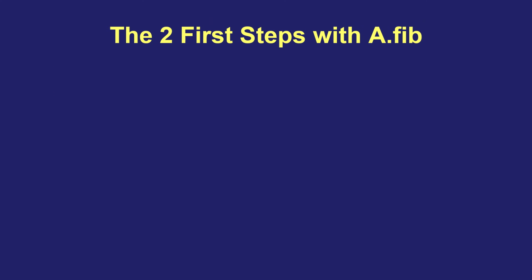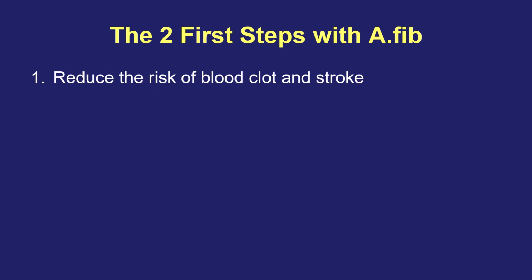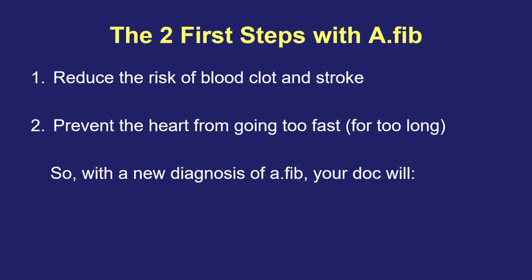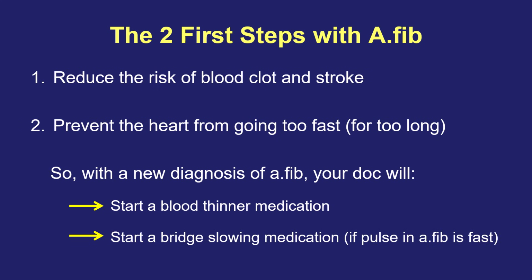So to summarize, we've now talked about the first two of the three steps of treating atrial fibrillation. The first step is to reduce the risk of blood clot and stroke. And the second step is to prevent the heart from going too fast for too long when the person's in atrial fibrillation. And so, if you have a new diagnosis of A.Fib, the first two things that your doctor will do will be, number one, to start you on a blood thinner medication. That's step one, to reduce the risk of stroke. And they will start you on a bridge slowing medicine if your pulse goes fast during atrial fibrillation.